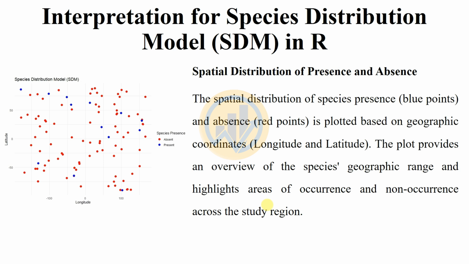The species distribution presence and absence graph. The plot shows species presence as blue points and absence as red points, plotted based on geographic coordinates, longitude and latitude. The plot provides an overview of the species' geographic range and highlights areas of occurrence and non-occurrence across the study regions.